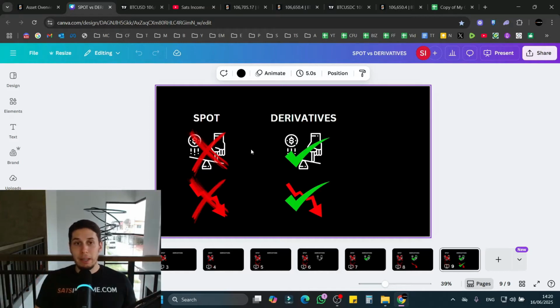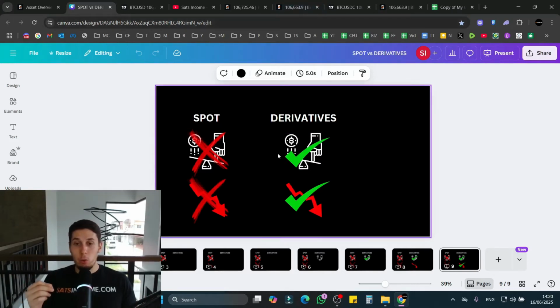If you are a complete beginner, it's always best to start trading spot. You can switch to trading derivatives, trading futures, only when you have lots of experience, right? Because if you don't know what you are doing, well, trading with leverage will lead to you losing your money very fast, right? So again, for beginners, the best way to start is trading spot. Once you gain experience, switch to derivatives.